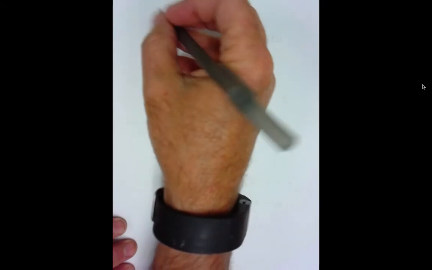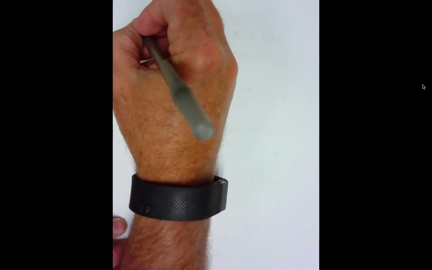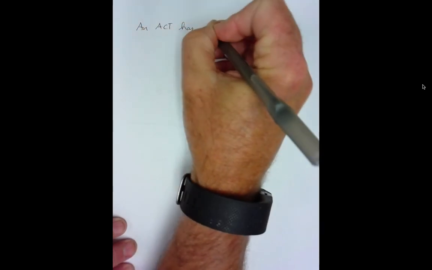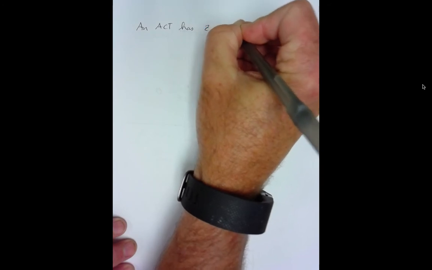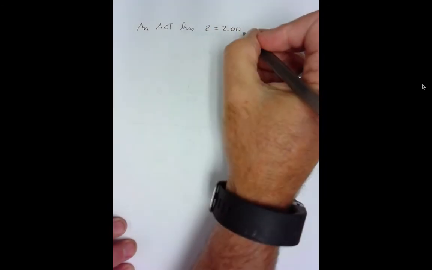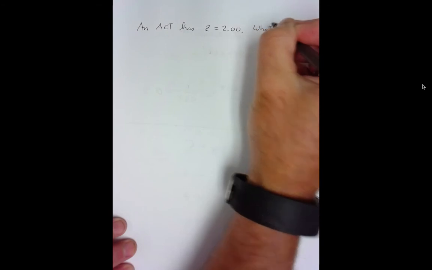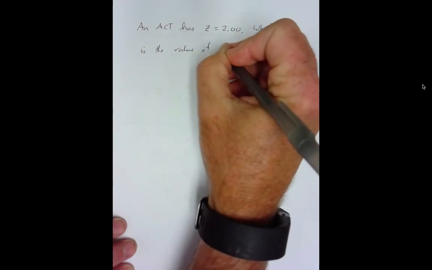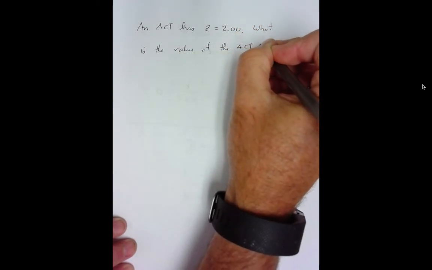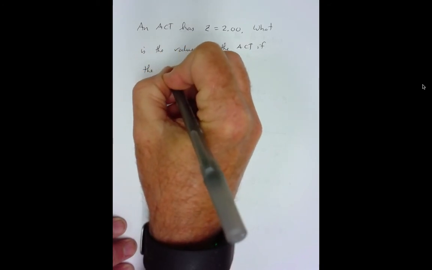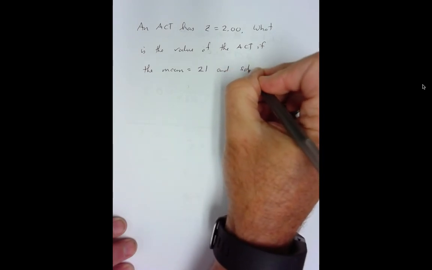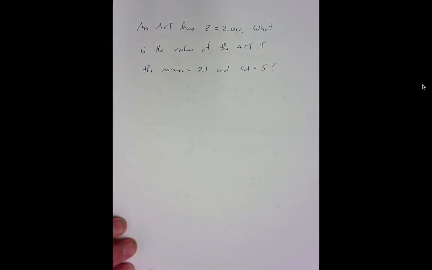Now, let's say that we have the following. An ACT has z equal to 2.00. What is the value of the ACT if the mean equals 21 and the standard deviation equals 5?